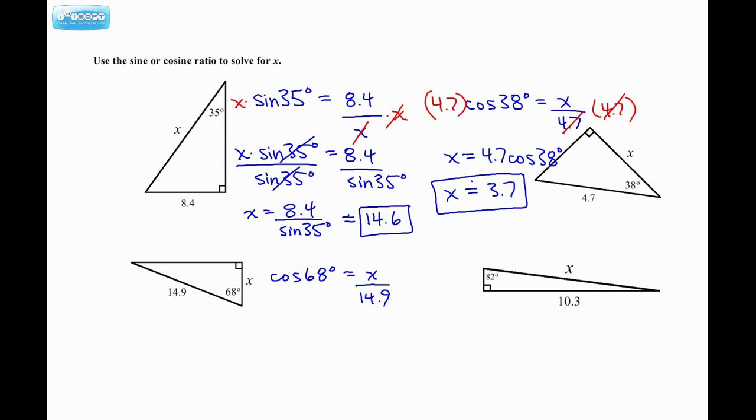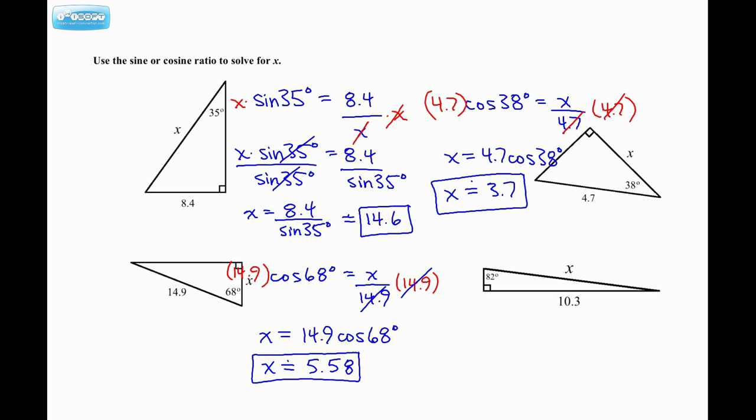All right, let's solve for x. This is another one of the easier ones because x is not on the bottom this time, which is nice. I'm getting a little messy here, so I'm just going to squeeze that in. So these cancel, and I get x is equal to 14.9 times whatever the cosine of 68 degrees is. Now we can use our calculator. 14.9 times cos 68, and I get approximately, I'll go to the nearest hundredth this time, 5.58. And there we are.